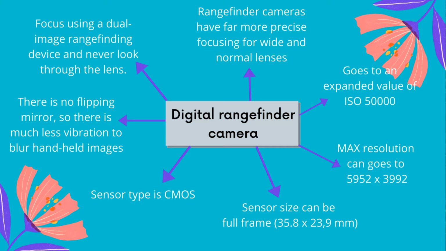5952 times 3992, and the sensor size can be full frame, which is 35.8 times 23.9 millimeter. The sensor type is CMOS. And lastly, there is no flipping mirror, so there is much less vibration to blur handheld images. So these are the examples of digital rangefinder camera.